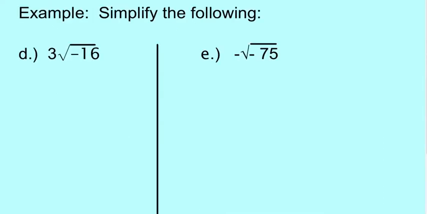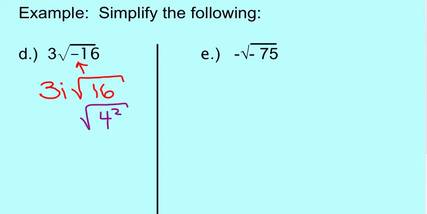Next example. We have a negative underneath the radical. So I'm going to change that to 3i square root of 16. And now think about square root of 16. The square root of 16 is 4. If you want to, you can change that to 4 squared. Leave that 3i alone out in front, and then the square root of 4 squared is 4. Now multiply 3 and 4 together. That gives us 12i.